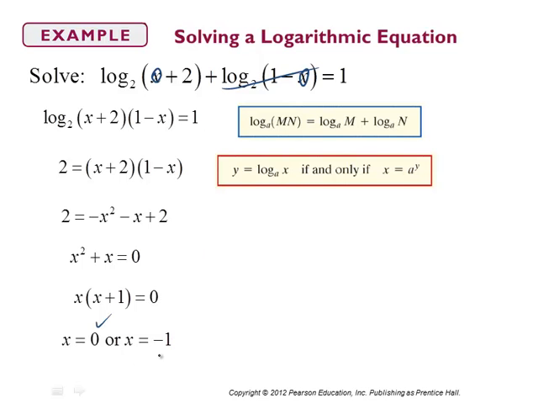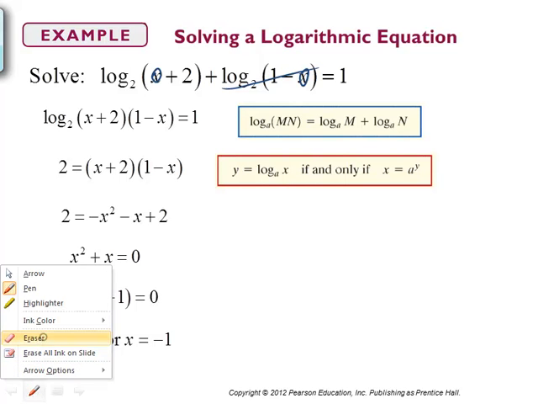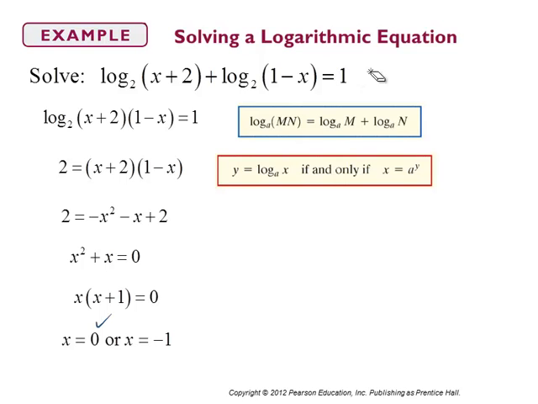But what happens if you were to plug in -1 for x? Let me pull out my little eraser here. Now, if you plug in -1 for x there and there, you'd have log base 2 of 1, which is 0, and log base 2 of, we have 1 minus -1, which is 2, so log base 2 of 2, which is 1. And that will also be a true statement. So -1 is also a solution.